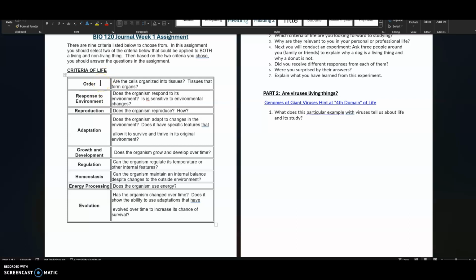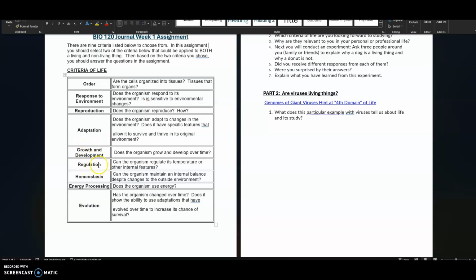So, the organism that you are looking at, does it have any kind of tissues, cells, like is it organized into organs? Does it respond to the environment? Is it sensitive to environmental changes like temperature? Does it reproduce? Can it adapt to changes in the environment? Does it grow and develop? And that includes cellular growth as well. So even though you as an adult are not growing anymore, your cells still develop over time, and you grow new cells. So that's something to consider too.